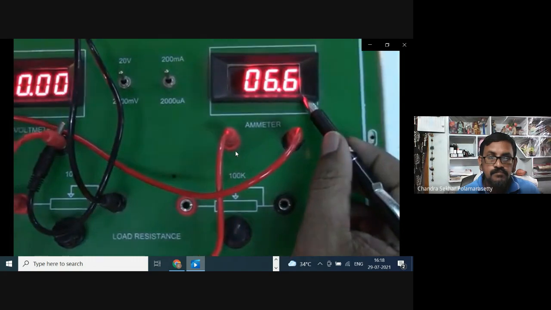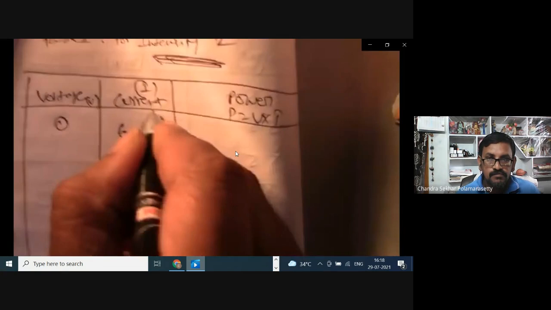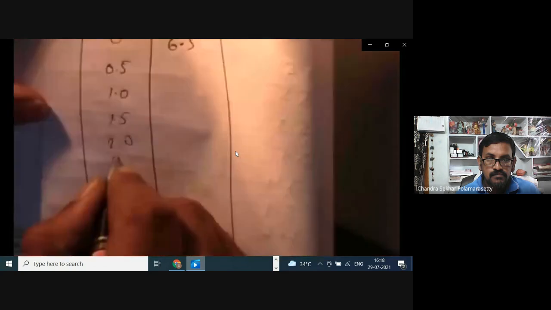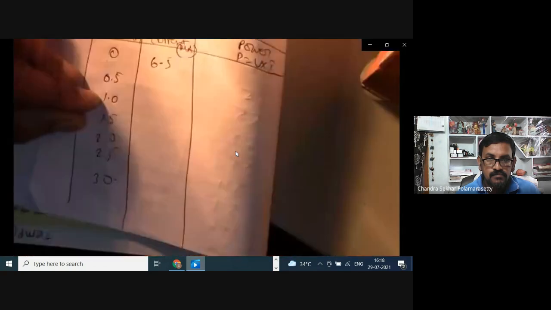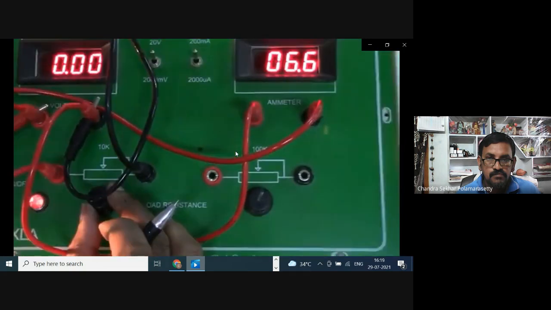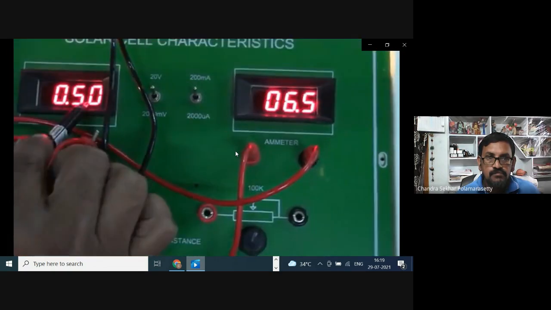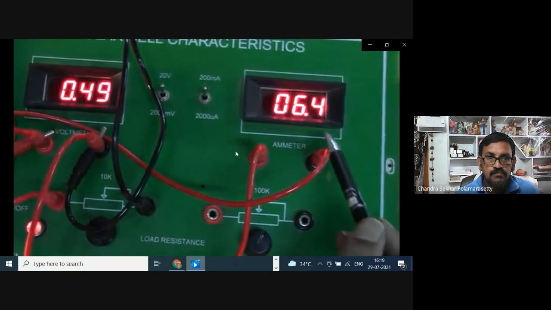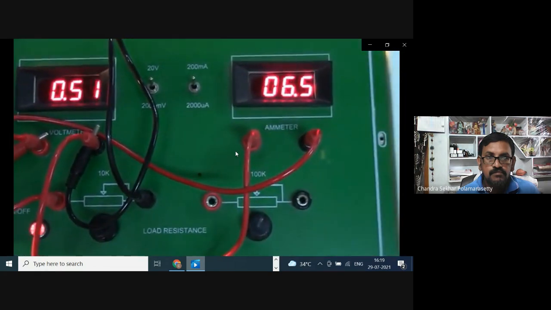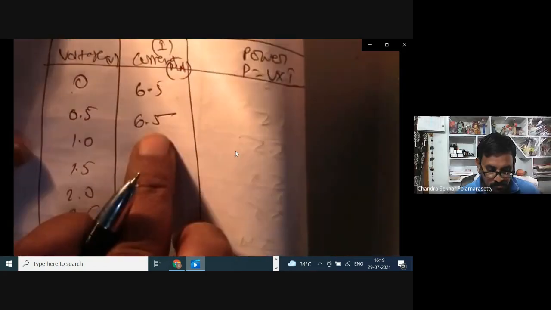Actually, the next reading is 3.5 volts, but you are unable to get it. You observe, even though you offered 10 kilo ohm resistance also, you are unable to get it. Note down the last reading, whatever it may be. So the final reading is 3.08 volts. So note down the last reading, 3.08 volts.